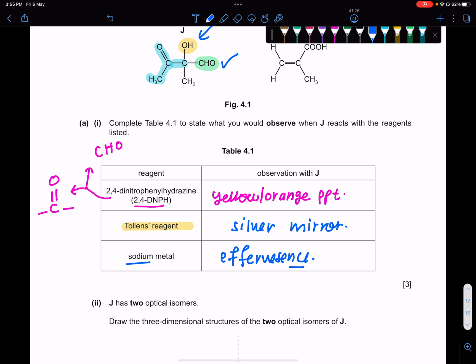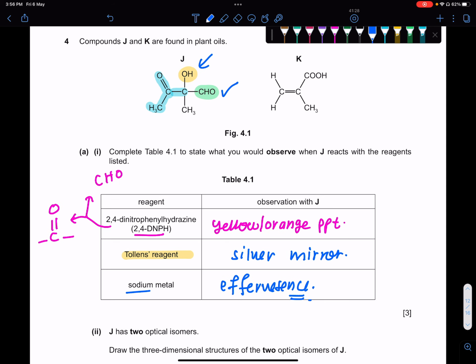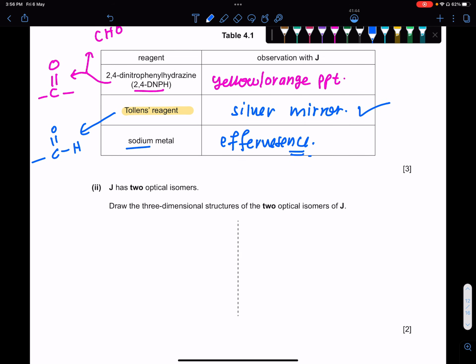Effervescence will be observed. Okay, so do remember that sodium metal reacts with the OH. CHO, Tollens' reagent for aldehydes. It is used to test the presence of aldehydes, right? Not the ketones. And a positive test indicates this, right? Do remember everything. This is easy.